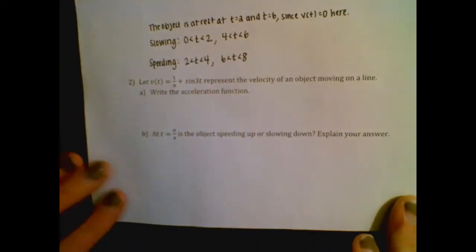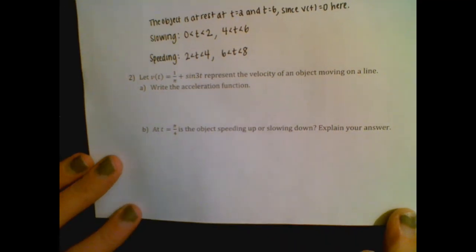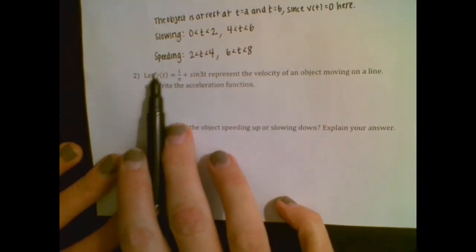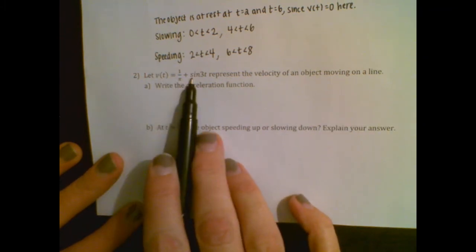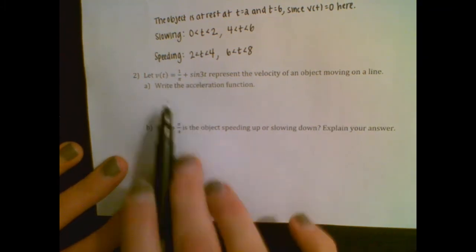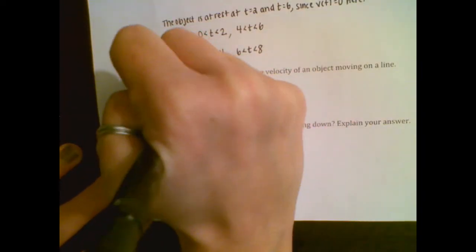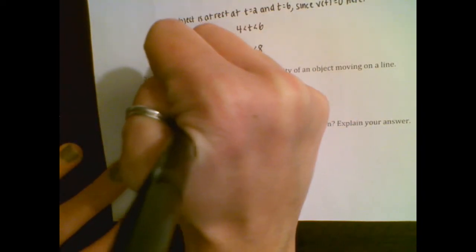So let's take a look at just kind of a quick calculation problem. Here it's telling us we want to let v of t, our velocity, be 1 over pi plus sine of 3t. And I want to use this to write the acceleration function. So I know that the acceleration, again, is the derivative of velocity.